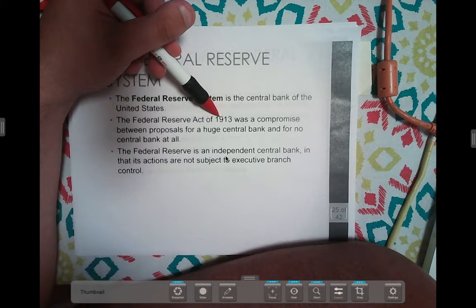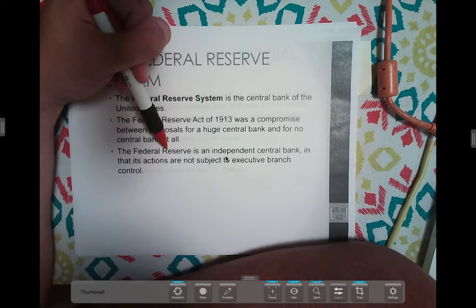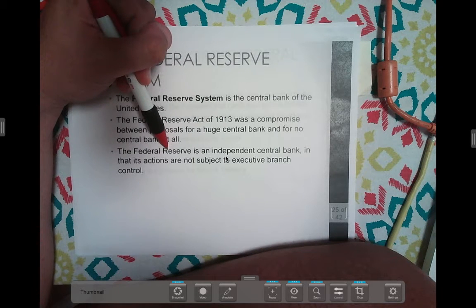The U.S. had tried a few other times to have a central bank, and they would exist for a while and then they would fail. But this is the one we've now had for the past 103 years. Now, it's actually not part of the federal government. Members of the Board of Governors are selected by the President and confirmed by the Senate, but otherwise the Federal Reserve is not part of the government at all.